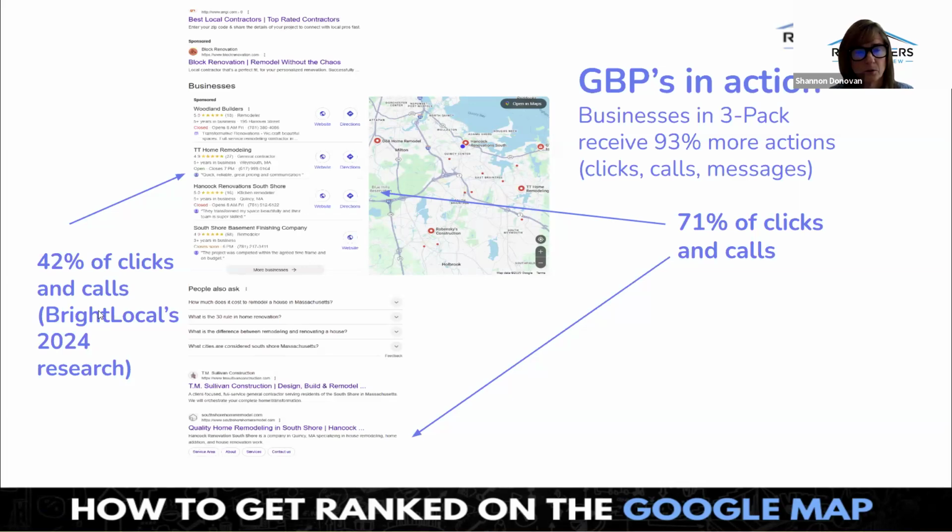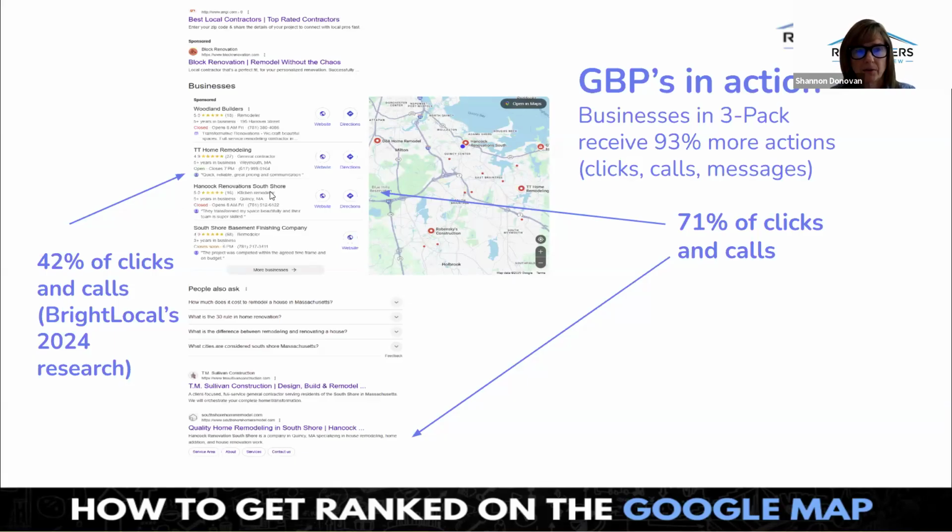42%, this is from BrightLocal, which is one of the biggest companies in citations and directory listings for your Google Maps profiles. 72% go in this area right here. So it's really important that you have a Google Business Profile, and even more important that you're on the map.